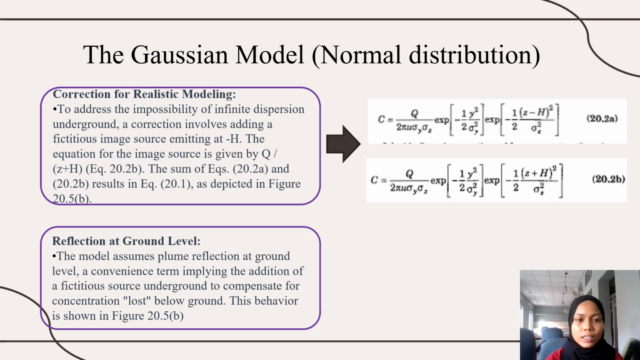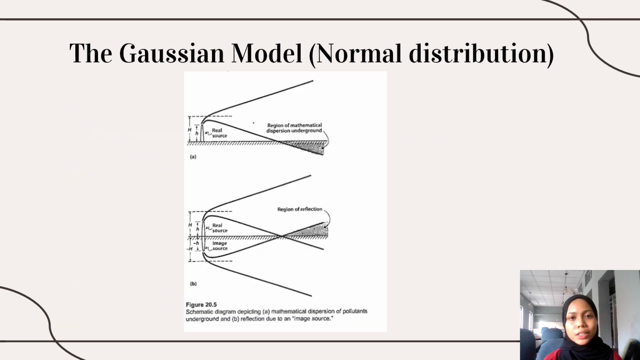And next is the reflection at ground level, a model that assumes the plume reflects at ground level, and the behavior will be shown in the slide after this. So this is the schematic diagram of the Gaussian model, where A is the mathematical dispersion of pollutants underground, and B is the figure for the reflection due to an image source.